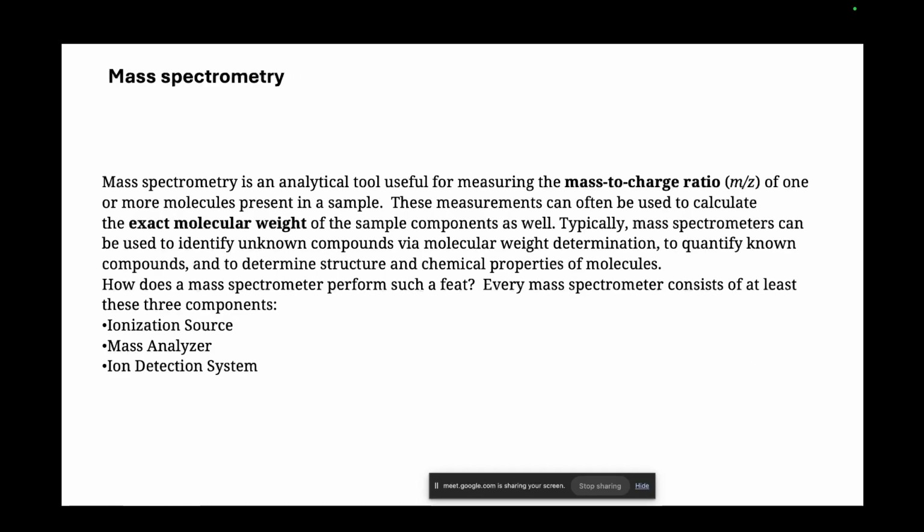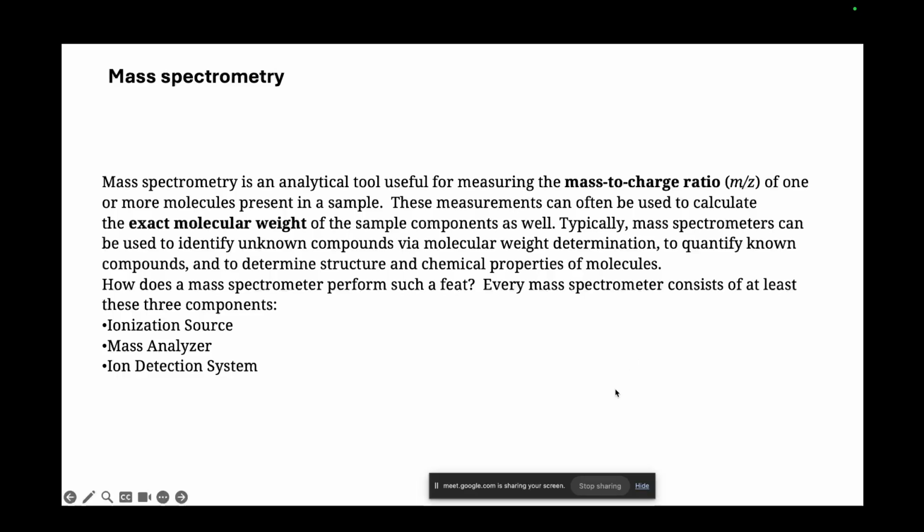Now we talk a little bit about mass spectrometry, because that is the most important type of technology for proteomics, and kind of the most high end till now.